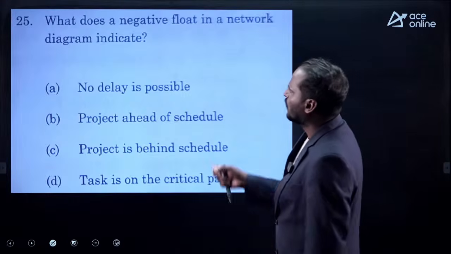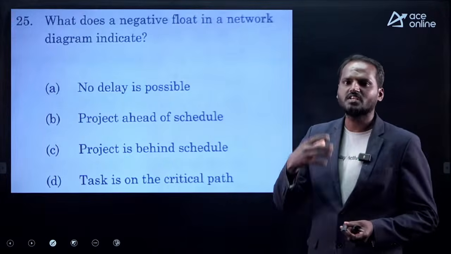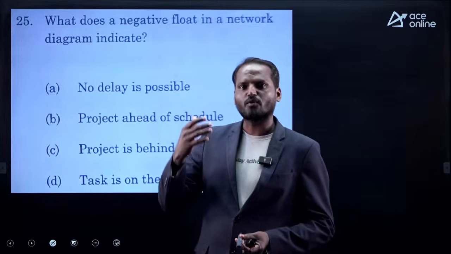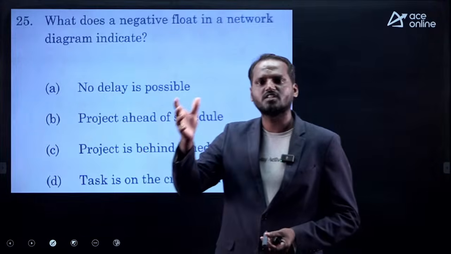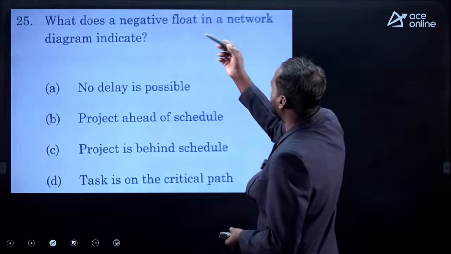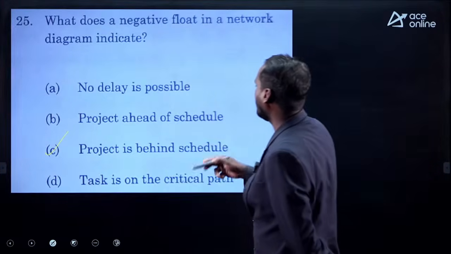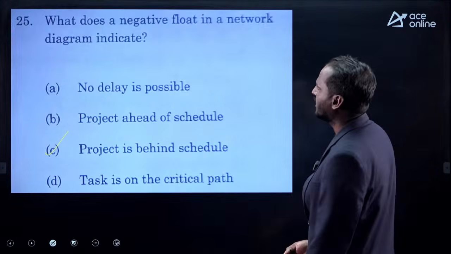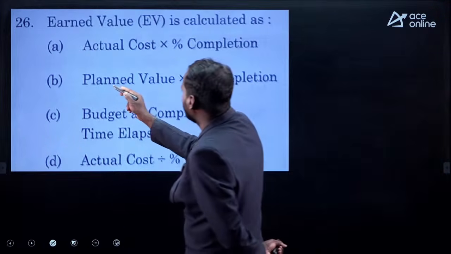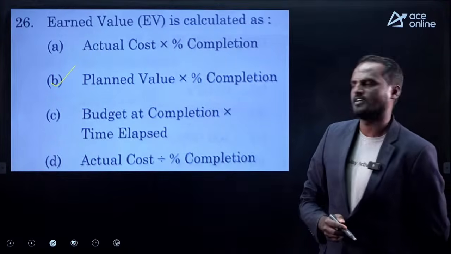The next, what does a negative float in the network diagram indicate? If the float is negative, project is behind the schedule. If float is positive, project is ahead of schedule. If float is 0, project is on the schedule. Here he is asking negative float, therefore the project is behind the schedule is the correct option. Okay, next, earned value is calculated as planned value multiplied by percentage completion will give you earned value.